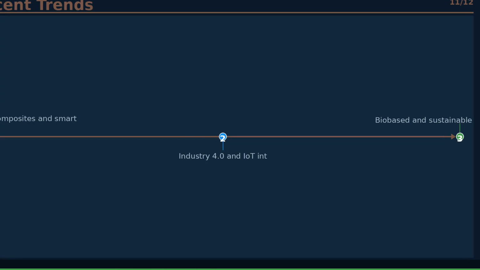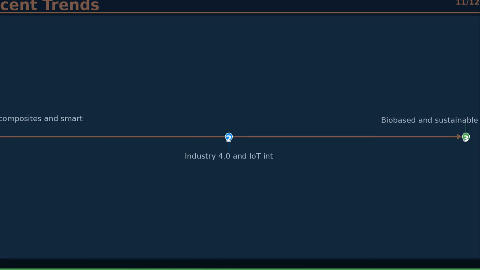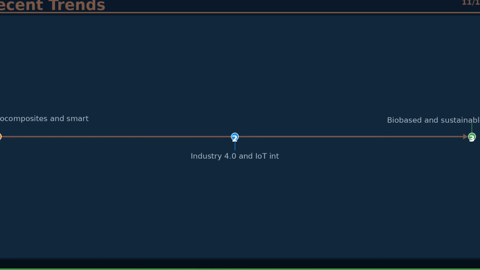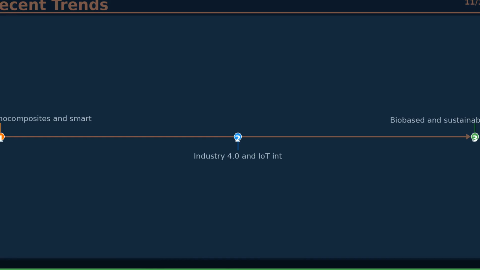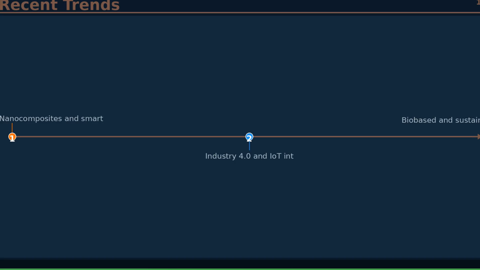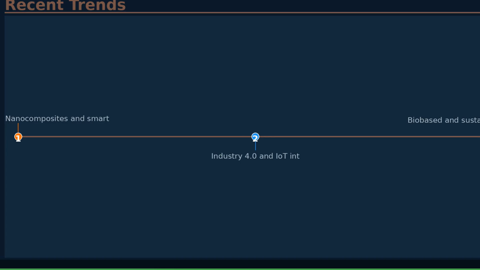Recent advances in CNC milling machine working principle include nanocomposite reinforcement and smart material integration. Industry 4.0 enables real-time process monitoring using IoT sensors and AI-based control. Bio-based alternatives are gaining traction as sustainable replacements for conventional materials.